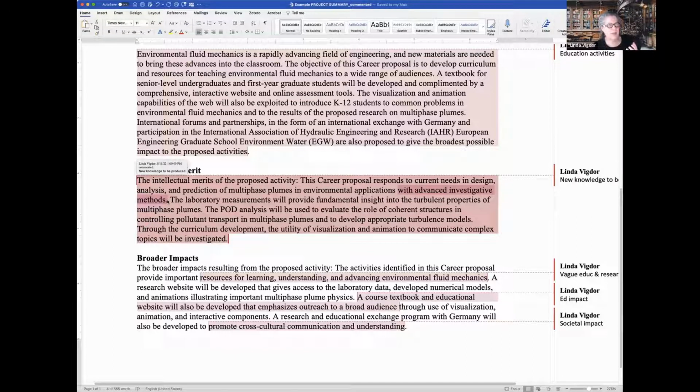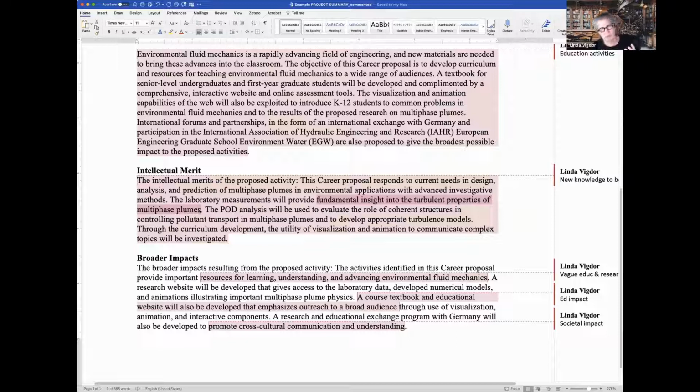It's not really telling us what the new knowledge would be, what that advance would be, or how these innovative new methods work. It's a little too vague. This person could have been much more explicit about what the intellectual merit is. Here it's a little clearer that the measurements will provide fundamental insight into the turbulent properties of multi-phase plumes.